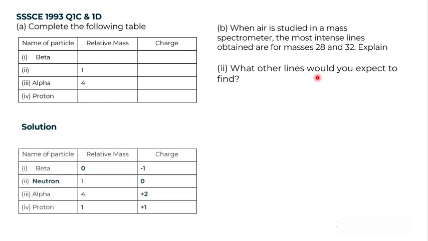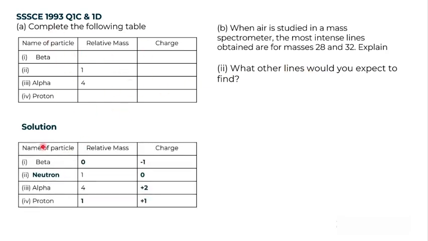So, solution. Now for our table, first, the beta particle has a relative mass of 0, and the charge is -1. Now for a particle that has a relative mass of 1, since we already have a proton which also has a relative mass of 1, then we know that this one where we have just 1 given to us will be neutron. So neutron has a relative mass of 1 and a charge of 0.